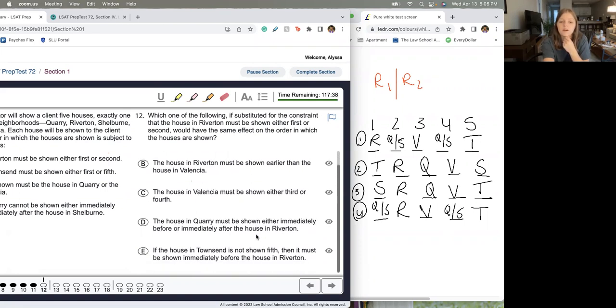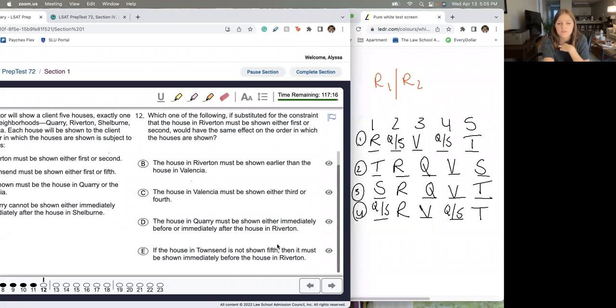B says the house in Riverton must be shown earlier than the house in V. So R must be shown earlier than V. That has to be true in all of my worlds. I have R before V. We'll leave that one open. C: the house in V must be shown either third or fourth. That has to be true. V is either in 3 or 4.